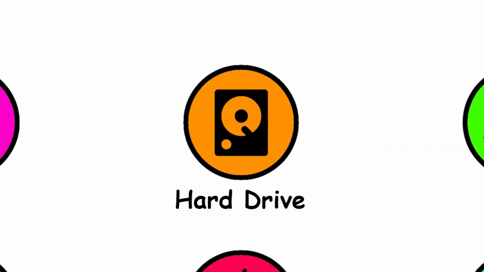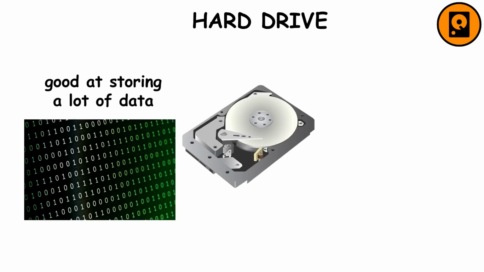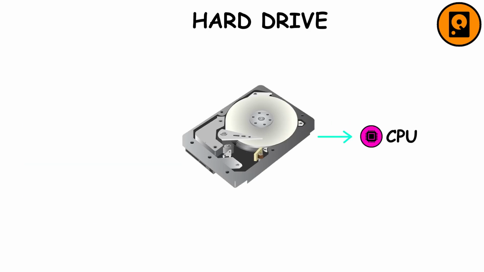Hard drive. It's where all of your data is stored, so when the computer says you're running low on space, it means that your hard drive is almost full. Hard drives are good at storing a lot of data, but they're slow at accessing it, since most of them are made up of spinning disks and share their data through a small wire. For this reason, it isn't always going to be able to give the needed information to the CPU.